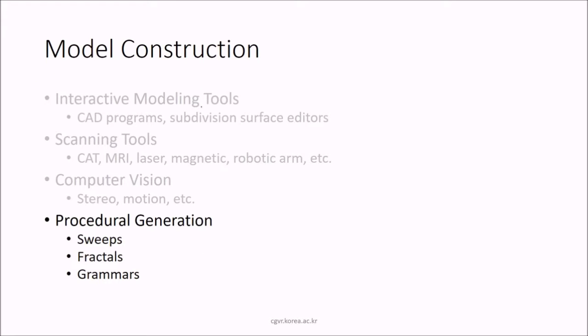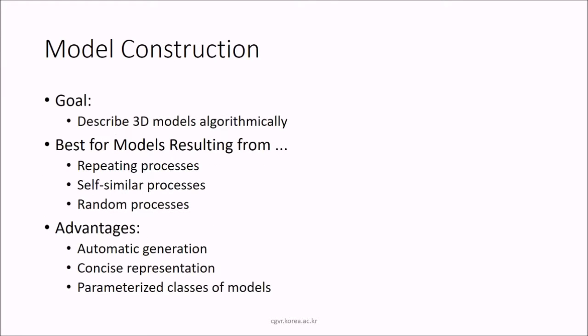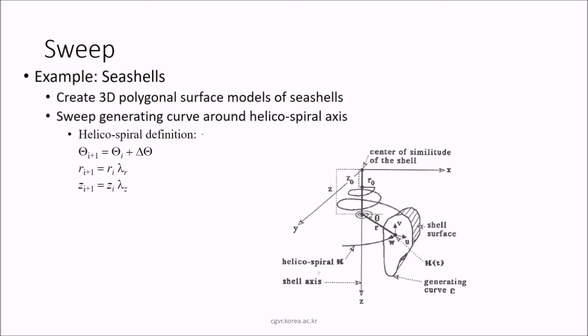Then coming to procedural generation, which is sweeps, fractals, and grammars. In this, the goal of model construction is to describe 3D models algorithmically. So we use an algorithm to describe the 3D model. This is best for models which result from repeating processes, or say self-similar processes and random processes. What are the advantages? Automatic generation, of course, concise representation, and parameterized classes of models.